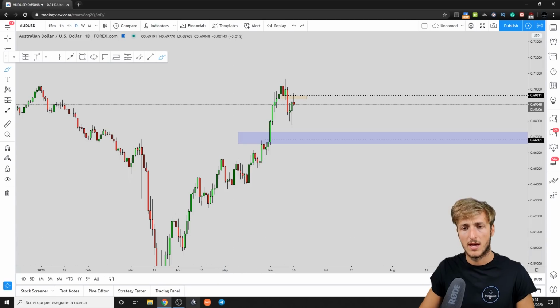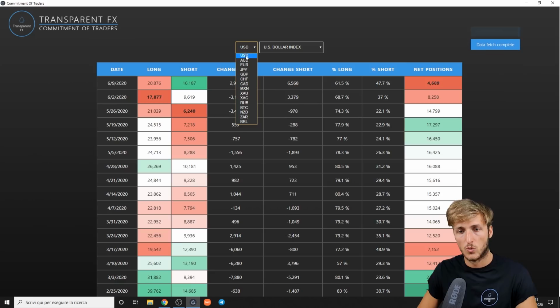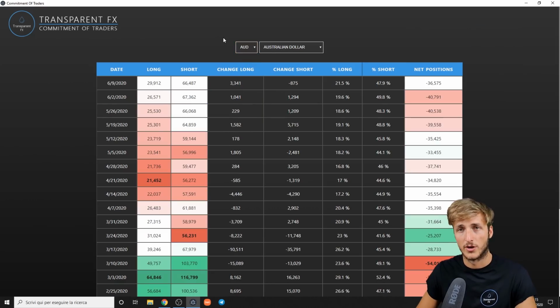Now, if we go and see what we have from a COT perspective on AUDUSD, so what hedge funds are currently doing on it. Now, if we go and see what we have from an AUD point of view, which means that you're actually checking AUDUSD, because all currencies on the spot are traded against the USD.